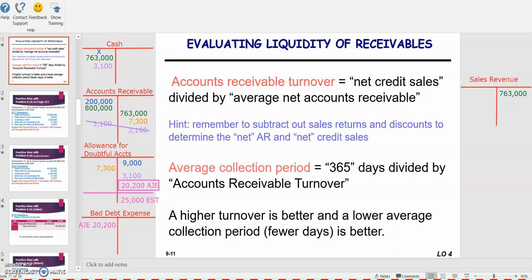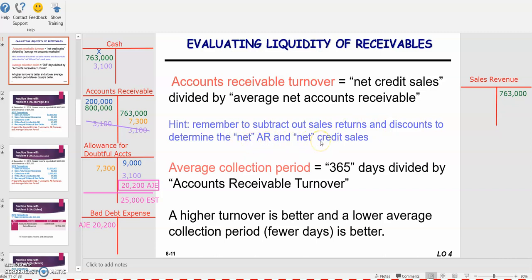In this chapter, we also need to evaluate the liquidity of receivables. We need to compute our accounts receivable turnover by taking the net credit sales. So usually in a problem, we're assuming that all sales are on account, that customers are not paying physical cash at the time of the transaction. And we're going to divide that by the average net accounts receivable. So you need to subtract out sales returns and discounts in order to determine the net accounts receivable and also the net credit sales.